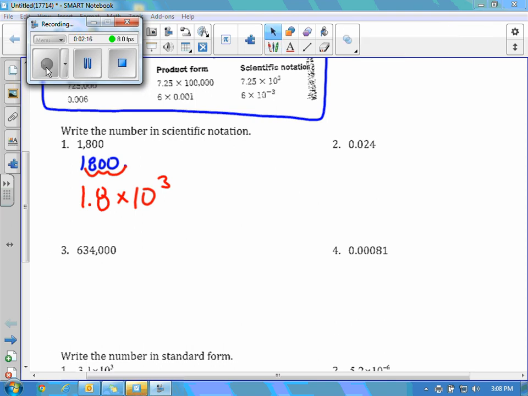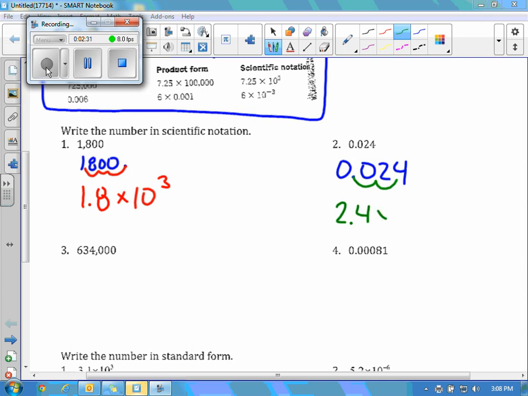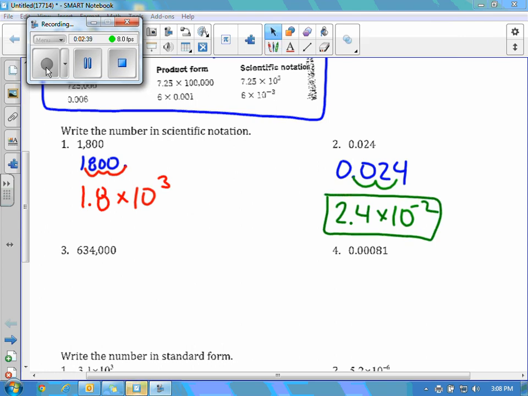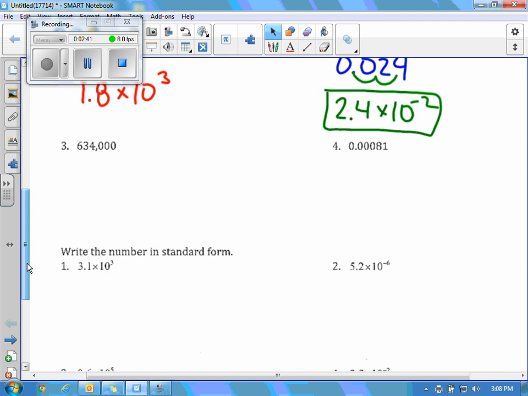Now, looking at number 2, I'm going to rewrite it again just to give myself some more room. Here you can see the decimal between the 2 zeros. I need to move it so that I have 1 digit to the left of it. So I'm going to go 2 places to the right. So I'm going to have 2.4 times 10. Since I moved to the right, my exponent is going to be negative, so I have negative 2. All right, you guys go ahead and do 3 and 4 there.